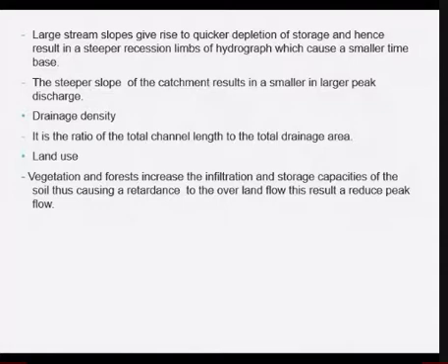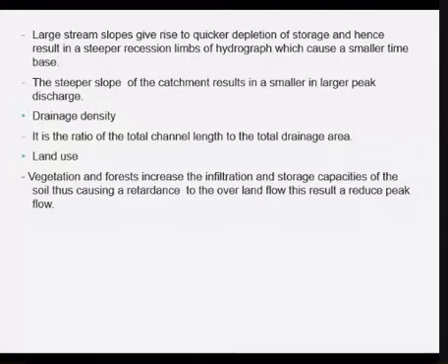Large stream slopes give rise to quicker depletion of storage and hence result in steeper recession lines of the hydrograph, which cause a smaller time base. The steeper slope of the catchment results in a larger peak discharge. Drainage density is the ratio of the total channel length to the total drainage area.